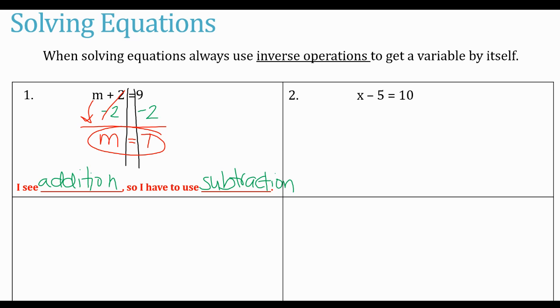Okay, the next one. We have x minus 5 equals 10. We're going to do the same thing. We see subtraction here, so we know that we're going to have to use addition, the inverse operation, to cancel that 5 out and to get x by itself. So we see subtraction. Let me just fill that in.